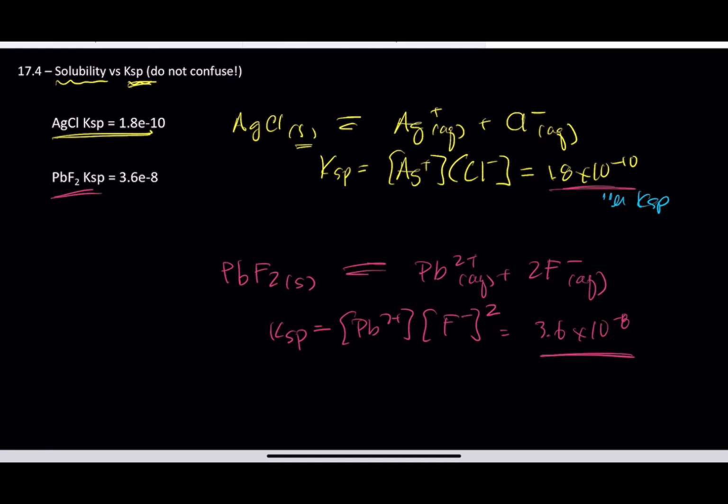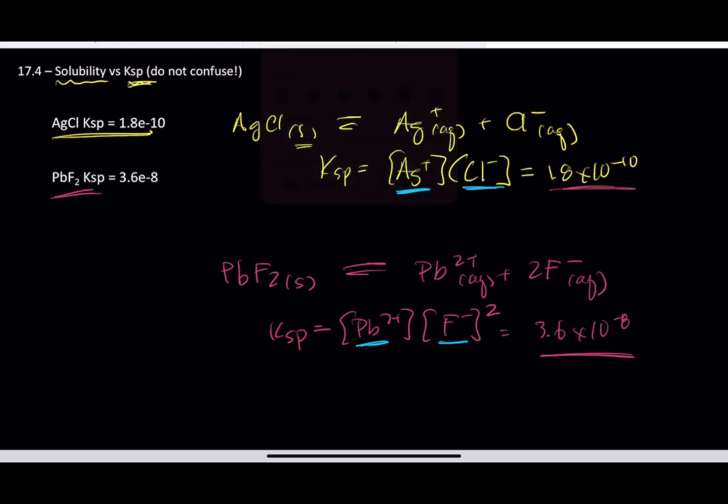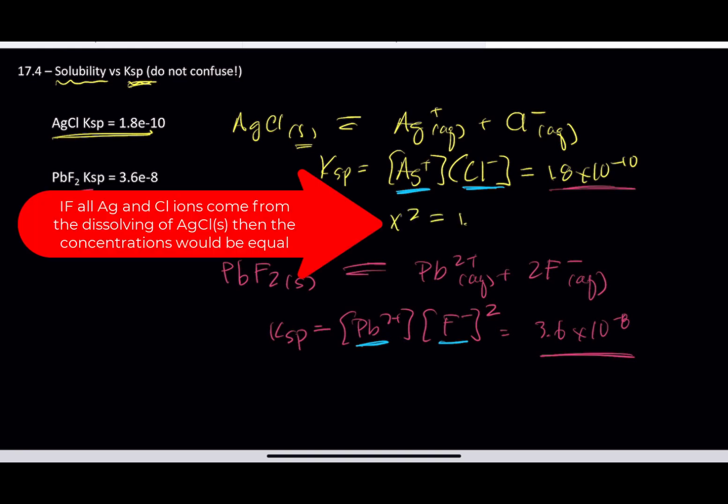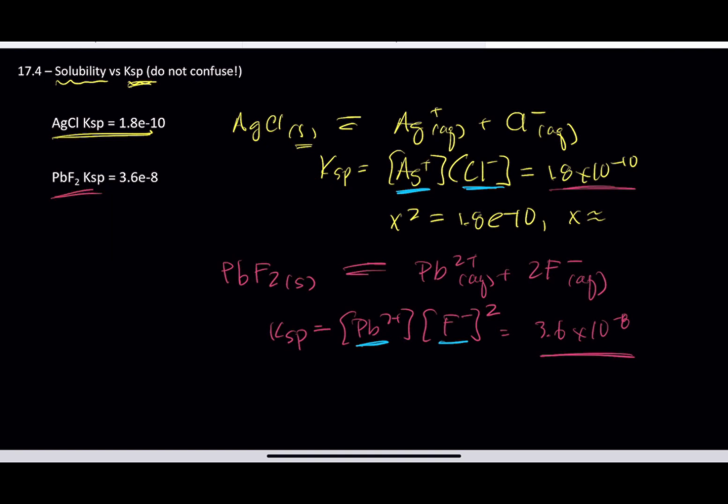So let's talk about how to do that. Solubilities are these. These are the solubilities for those respective ions, which we can then, using stoichiometry, tie back to the actual compound. So that requires us to be able to solve for them. So if we think about this one, for example, Ksp is equal to [Ag+][Cl-], which is actually just x squared is equal to 1.8 e negative 10, which means that x is approximately equal to 10 to the negative 5-ish.